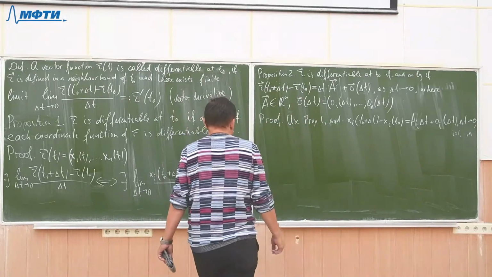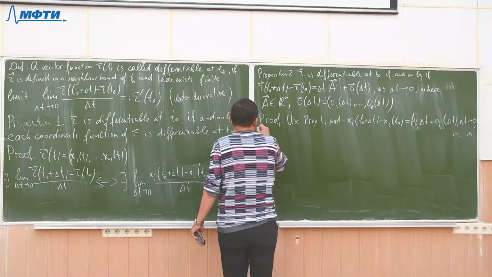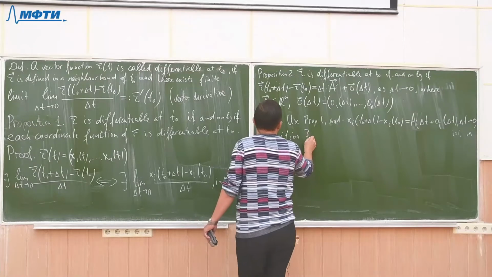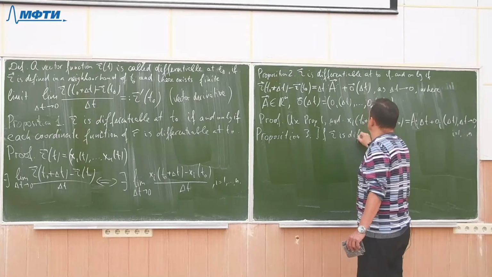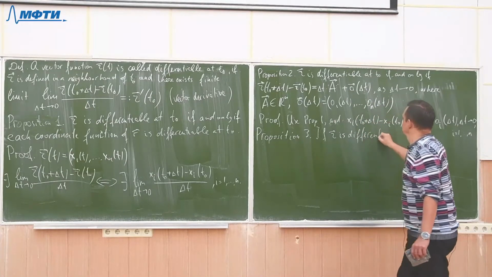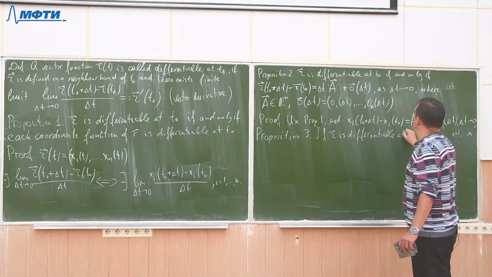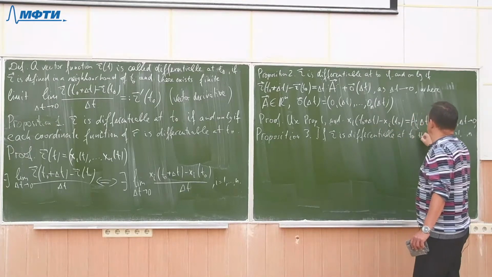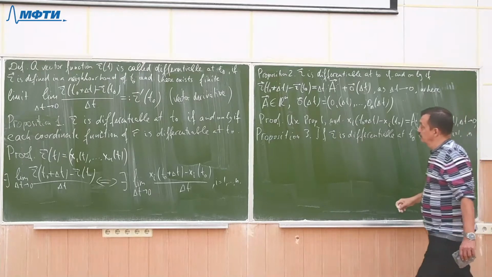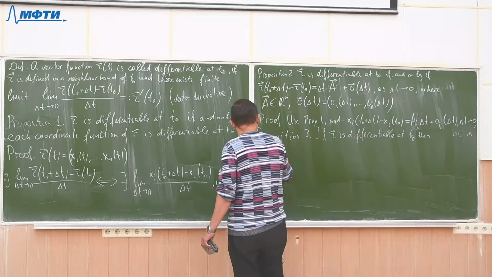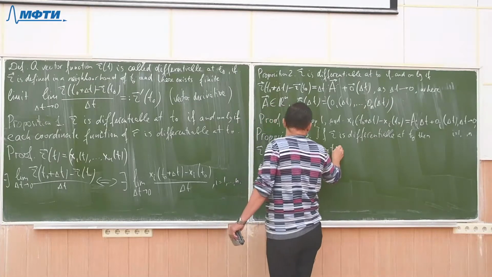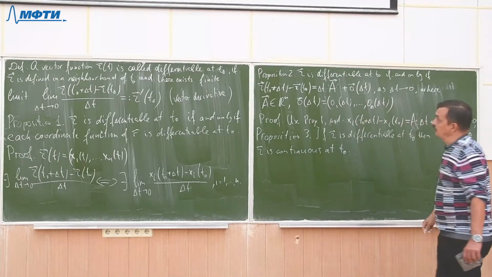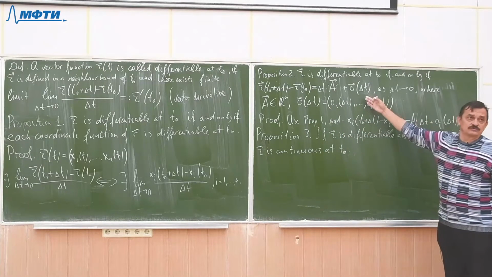Okay, so also a lemma, or maybe also proposition 3. If R is differentiable at t naught, then R is continuous at t naught. Why? Look at proposition 2.